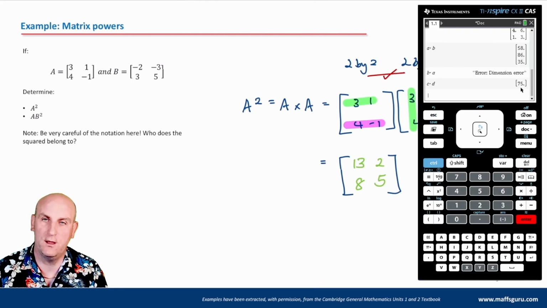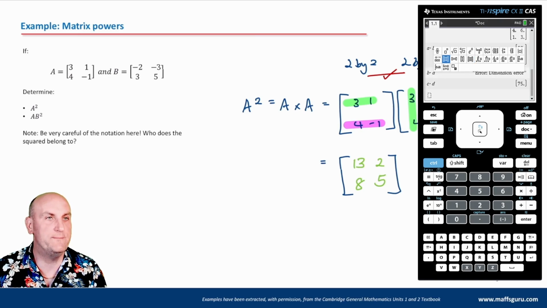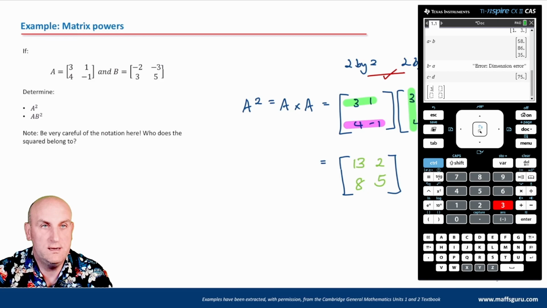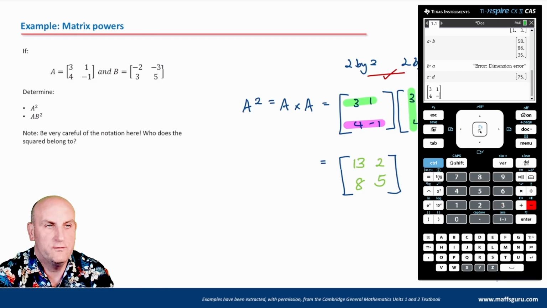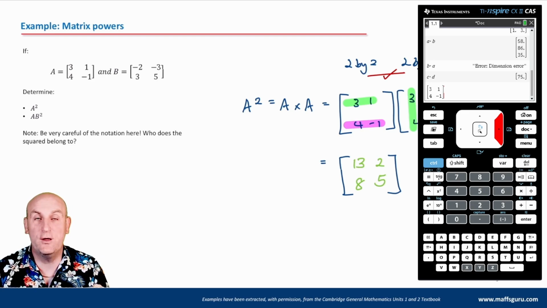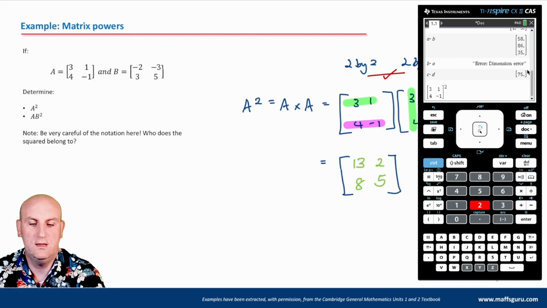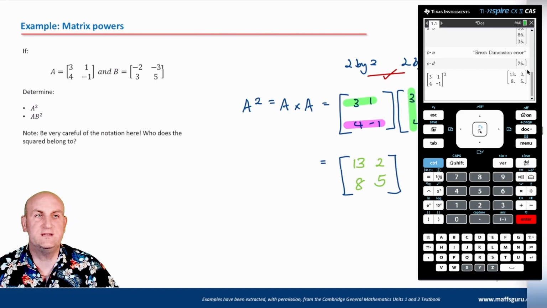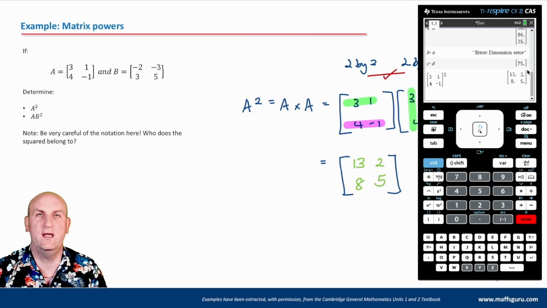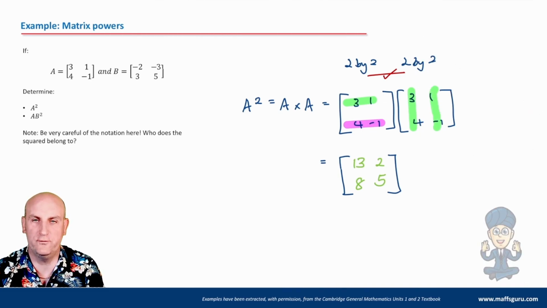How can we check? I know, my calculator. So let's bring up my square one. We've already got one there. So [3, 1; 4, -1]. Now the great thing is your calculator knows how to do powers. So if you hit the power key, which is the up arrow here, and hit 2 and hit enter, out comes 13, 2, 8 and 5. Ka-ching! It can do it all for you.